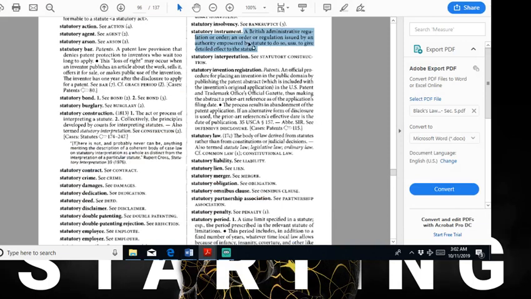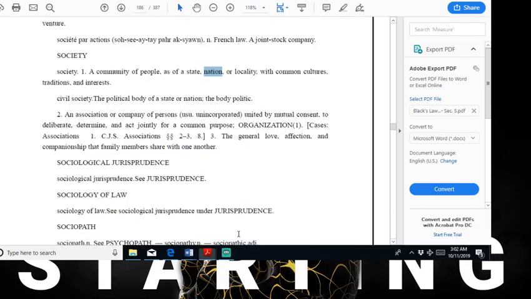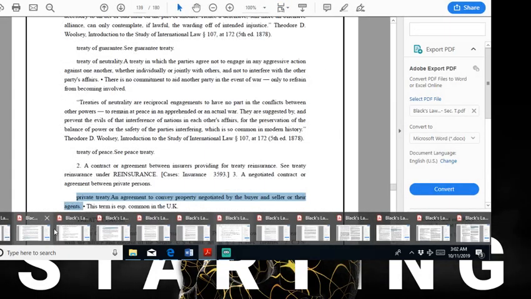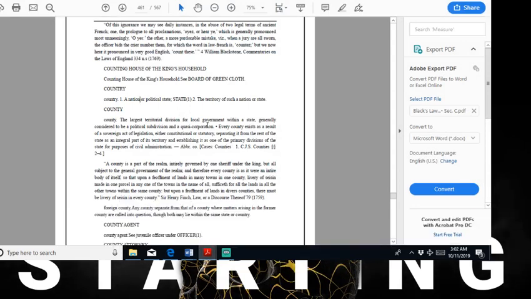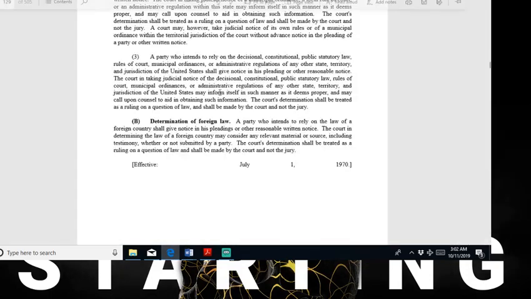Statutory. A British administrative regulation or order. So, I just want you to look at the word. Let's go back. Let's see the word country again. Let me show you country. Now, as it talks to relate to a country, let's go back here to look at the civil rules of procedure.